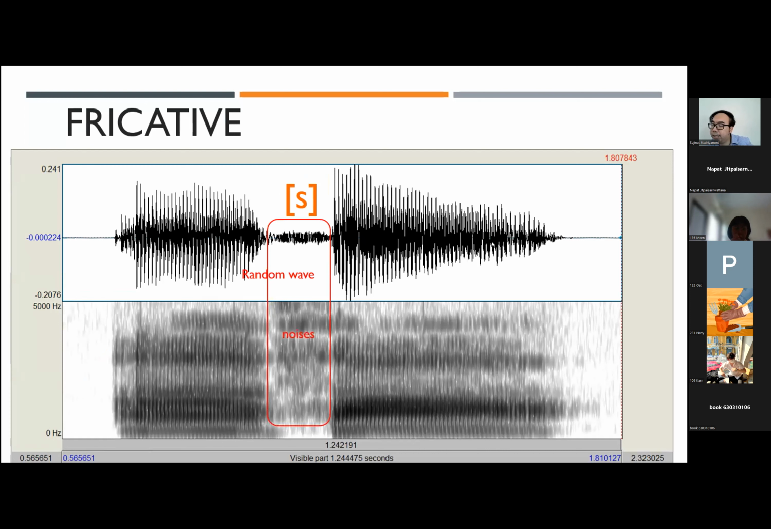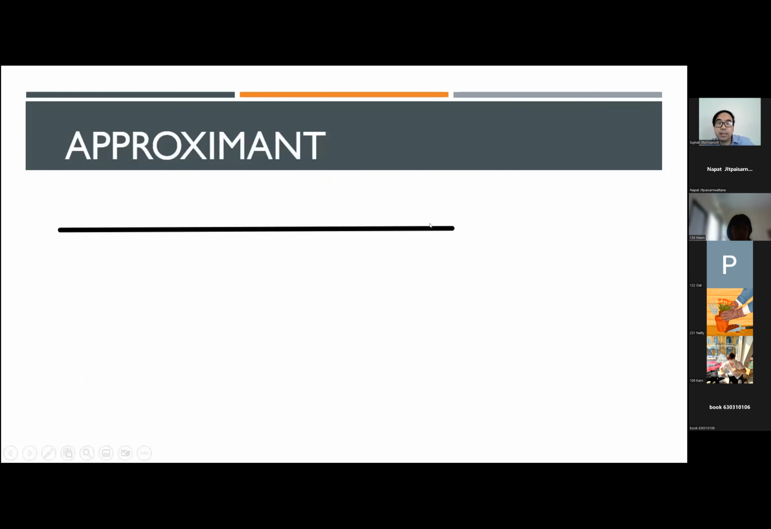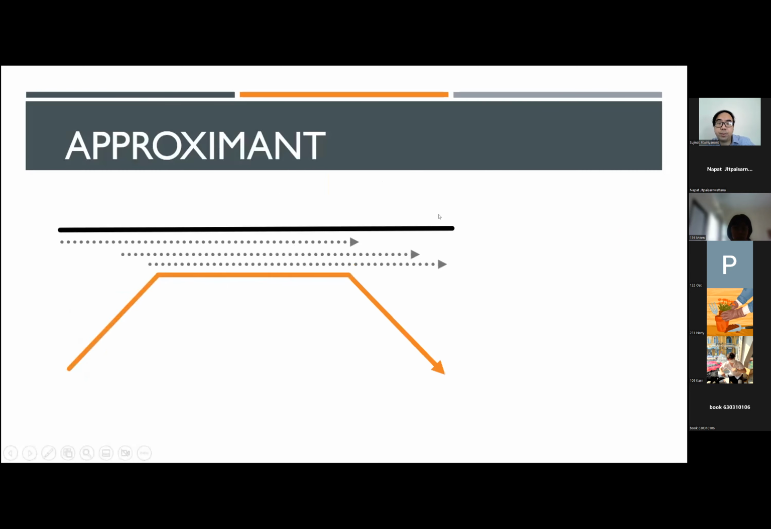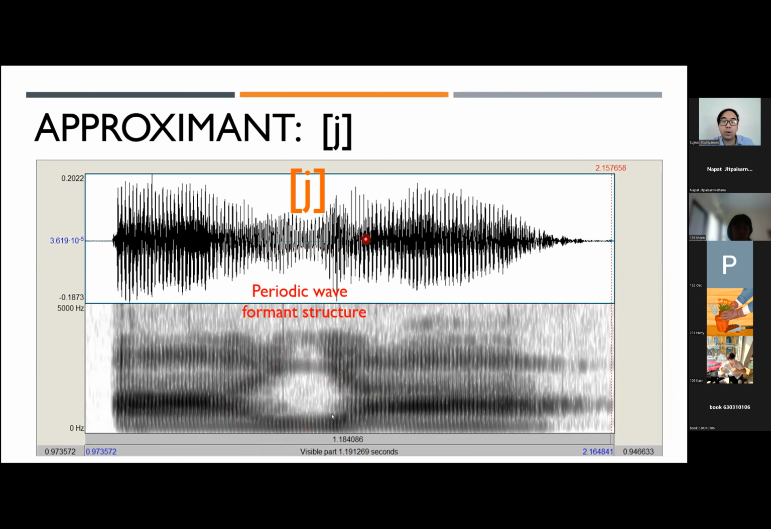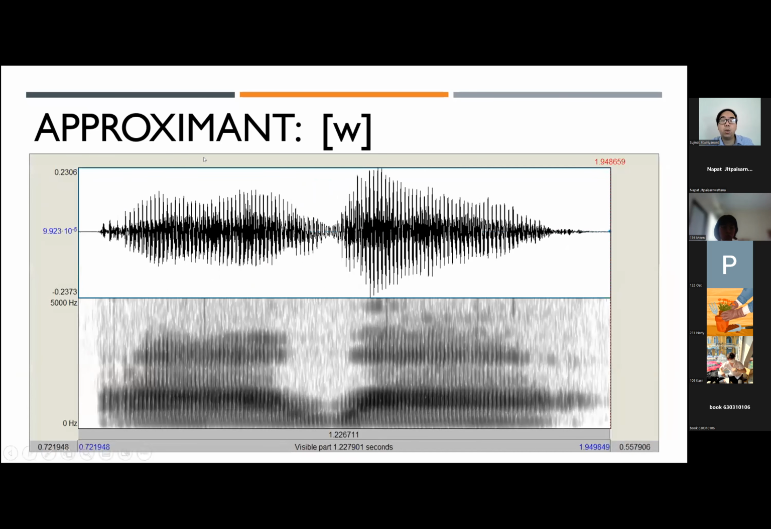You can see some noise. And for approximant, it is produced with open approximation. So if you compare it with stop, silence, and fricative noises, for approximant you will see some periodic wave, some signal, like the signal here, right? You can see that you have some pattern of a grayscale signal. This results from different kinds of pronunciation.